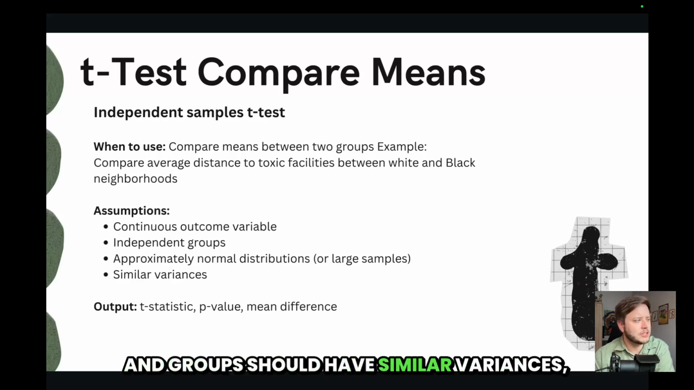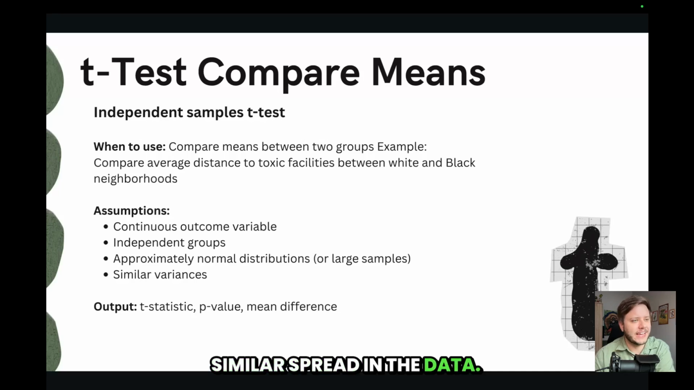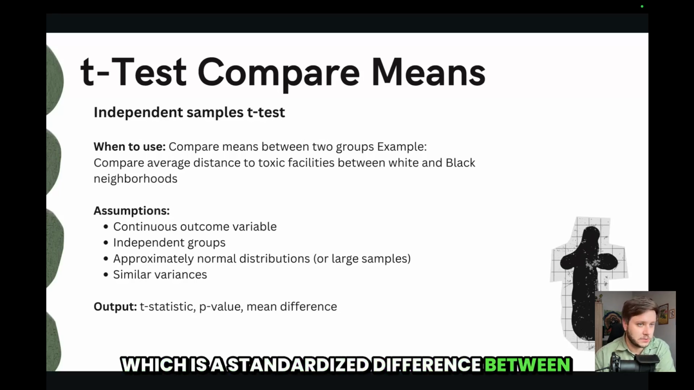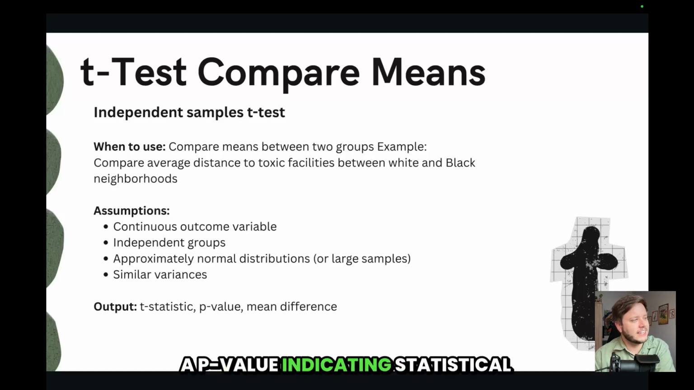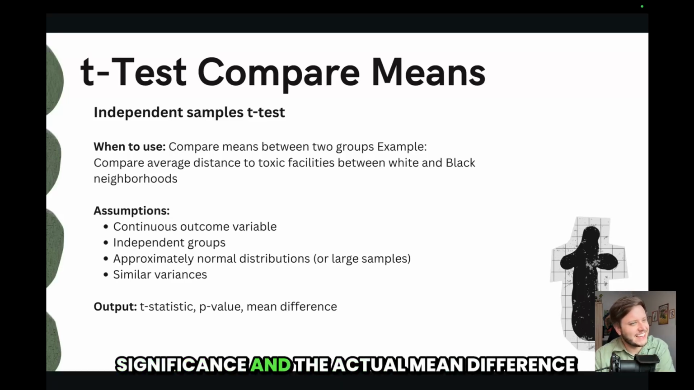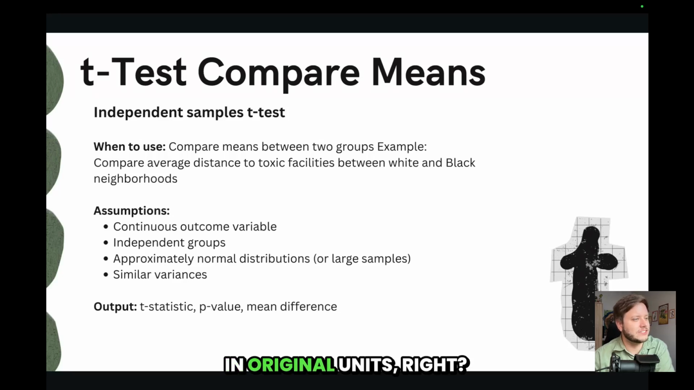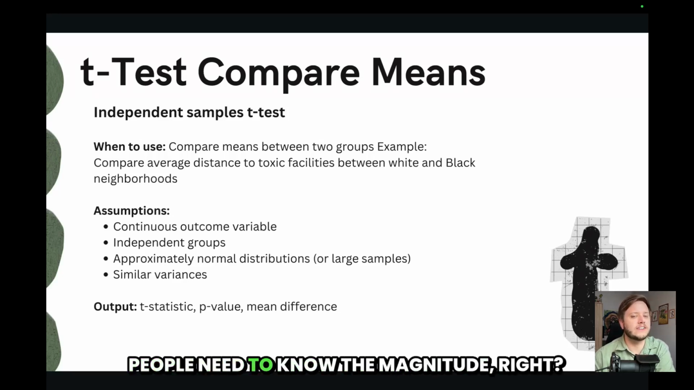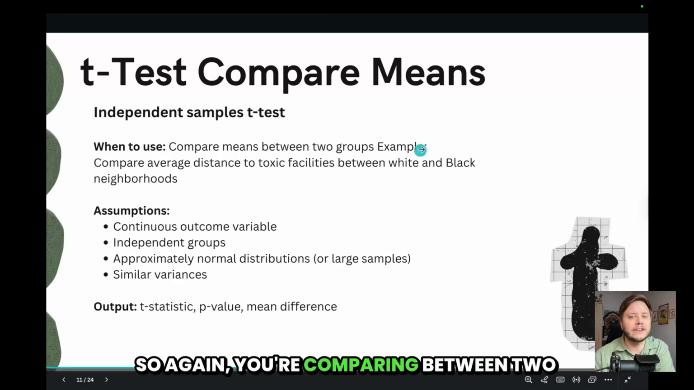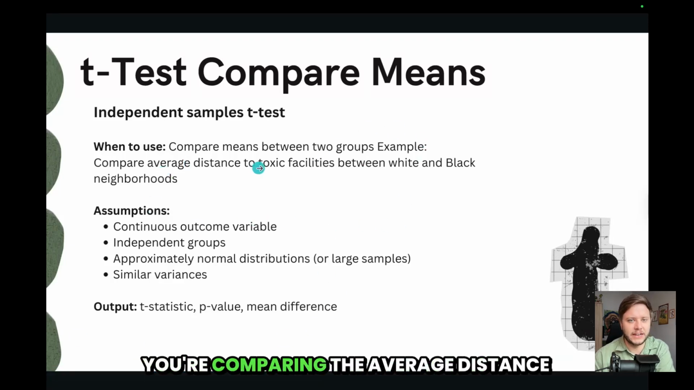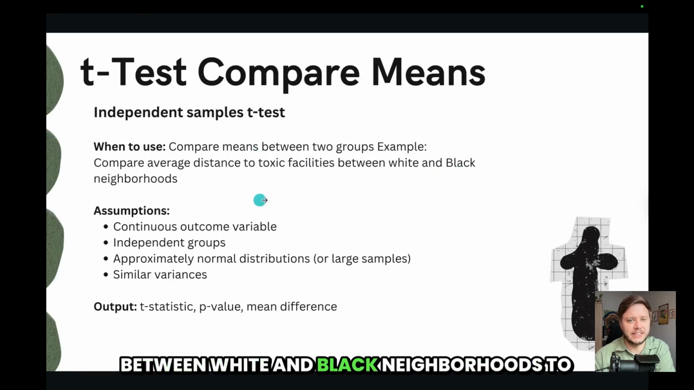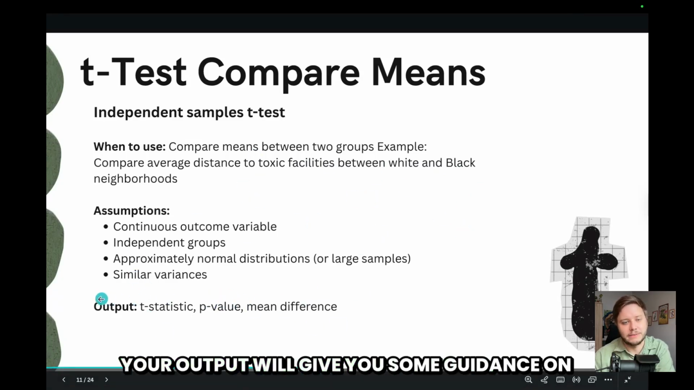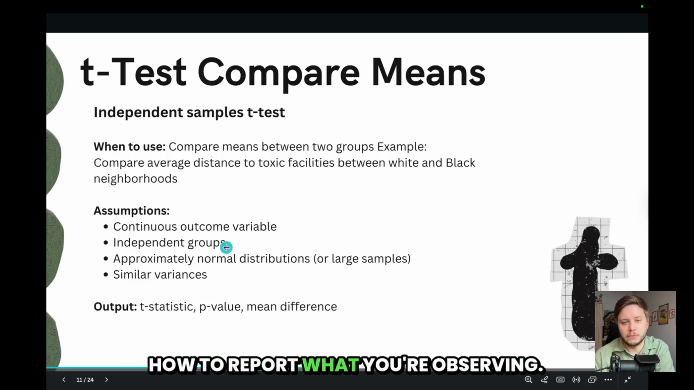And groups should have similar variances, right? Similar spread in the data. The output includes a t statistic, which is a standardized difference between these groups. A p-value indicating statistical significance and the actual mean difference in original units, right? You want to always report the mean difference, not just the p-value. People need to know the magnitude, right? So again, you're comparing between two groups with this t-test, right? You're comparing the average distance between white and black neighborhoods to the toxic facility. These are the assumptions. Your output will give you some guidance on how to report what you're observing.